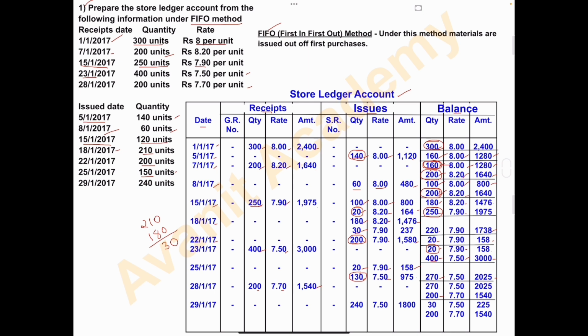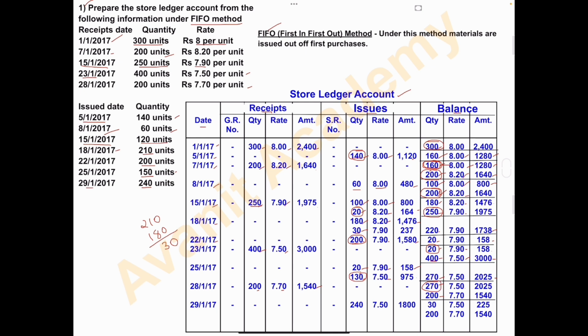The last entry is on 29th January, that is issued 240 units. On 29th January, 240 units are issued. Receipts column nil. See the previous balance. We have 270 units and 200. So on this 29th, we have to issue how many units? 240. So directly we can issue 240 because in this bag we have total 270 units. So we can easily issue 240 units from this first purchase.